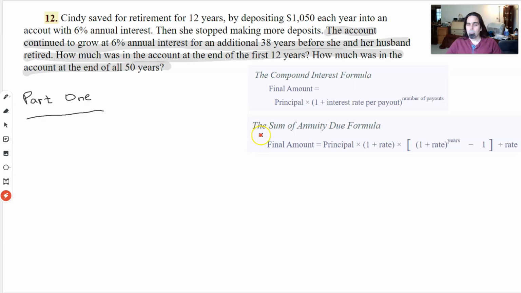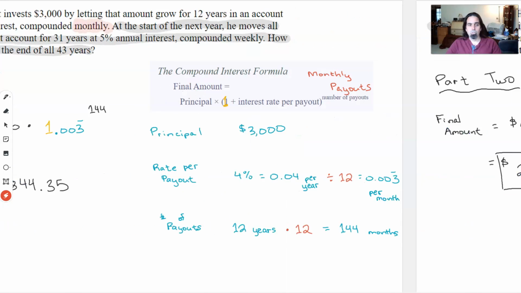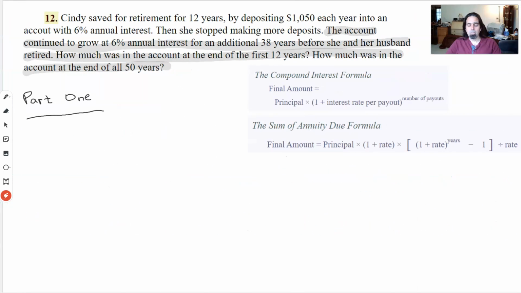The difference between them, recall, is that with the compound interest formula, you're just watching what happens over time with one deposit. We did that with Sir Topham Hatt in the past problem. The sum of annuity due formula is how people normally save for retirement. Every year, they will put a little bit in their account. It's not a single deposit, it's repeated deposits of the same amount.